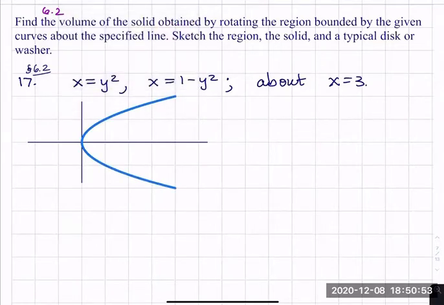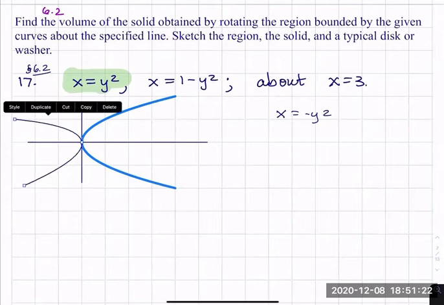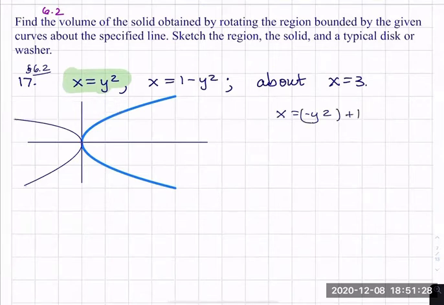The other one, x equals 1 minus y squared, is a parabola opening to the left. If you just look at x equals negative y squared, that's a parabola that opens to the left. However, with this one we add 1, and what that does is it shifts it to the right by 1.